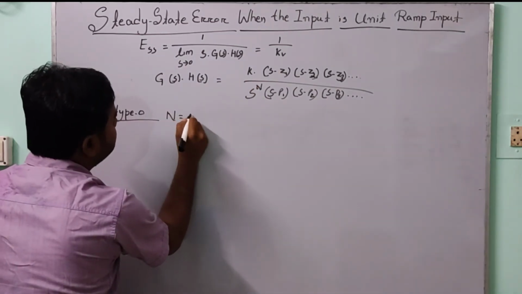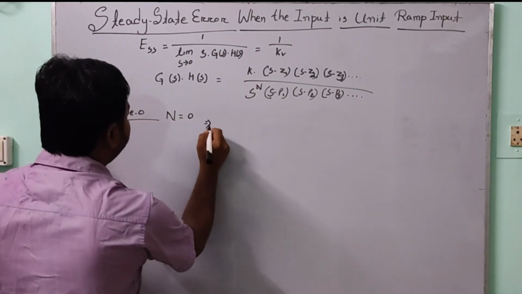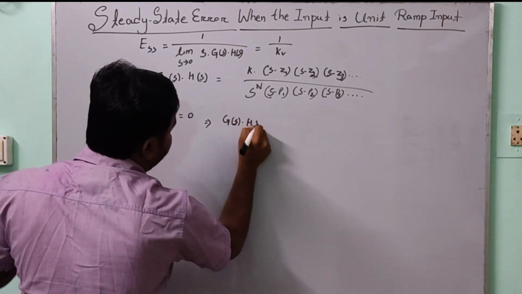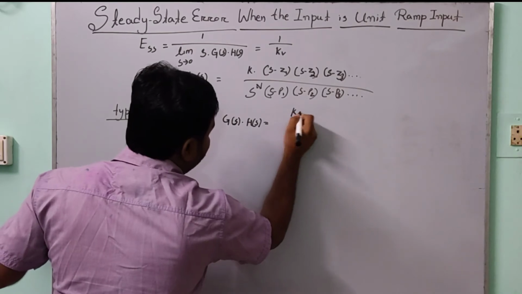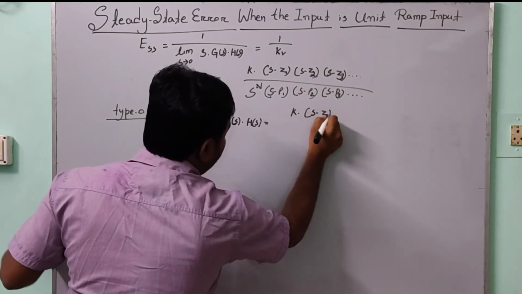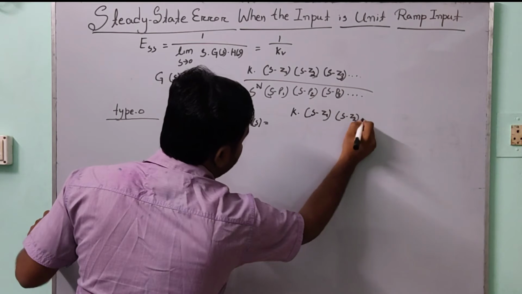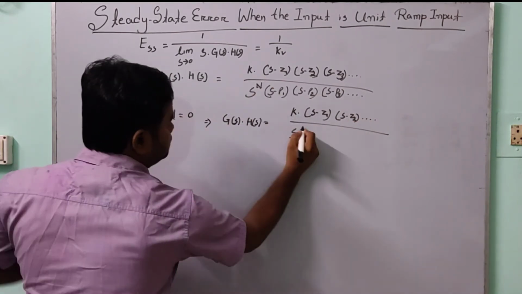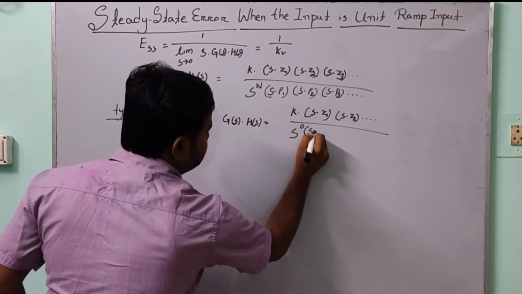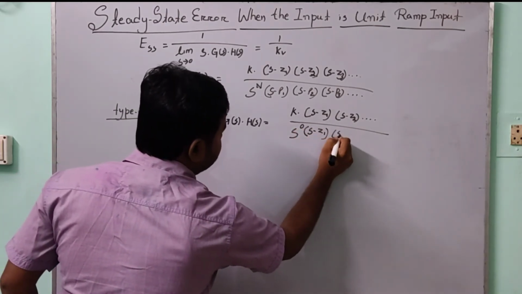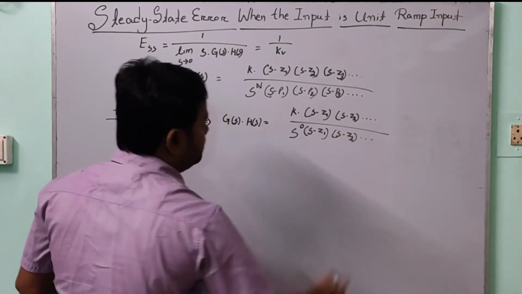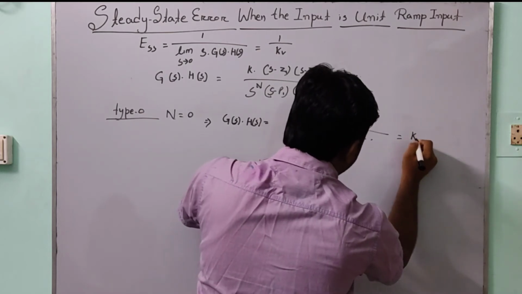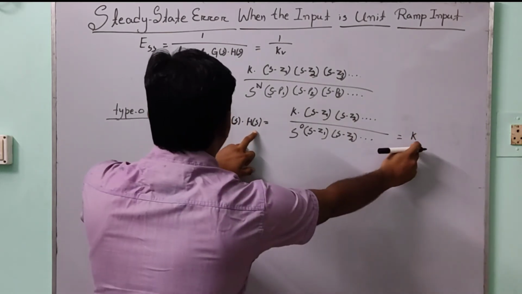If n is equal to 0, that implies G(s)H(s) is equal to constant into (s minus z1)(s minus z2) and so on, divided by s power n. Here n value is 0, so s power 0 is equal to 1. So all these parts will be constant K, and G(s)H(s) is equal to K.